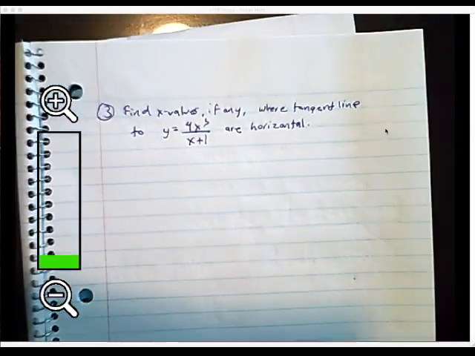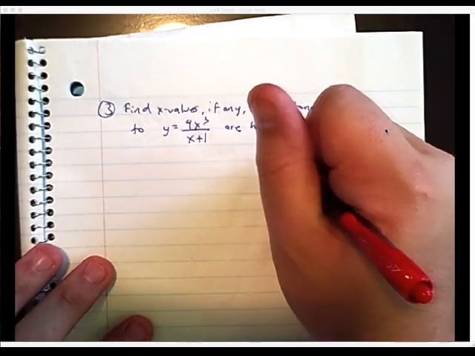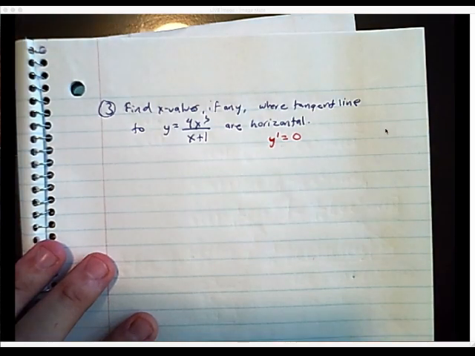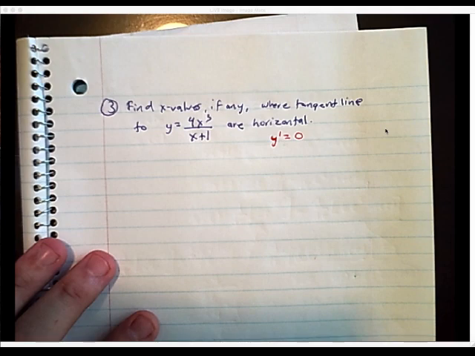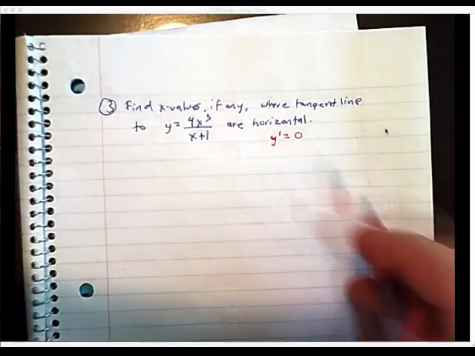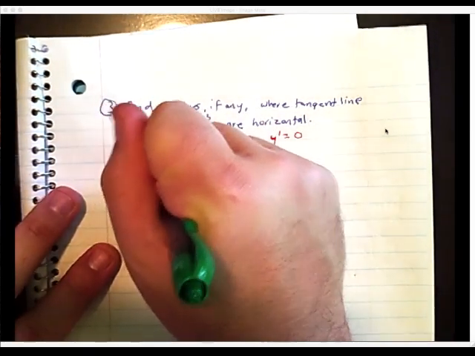So that's our goal. What does it mean to be a horizontal tangent line? That means that the derivative has to be equal to 0, because that means the slope would be 0. A horizontal tangent line has a slope of 0. So before I can figure that out, I need to figure out what y prime of x is.